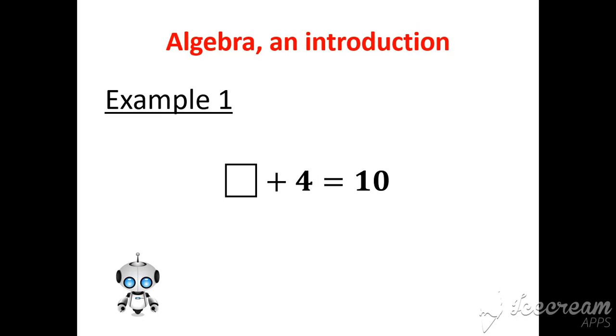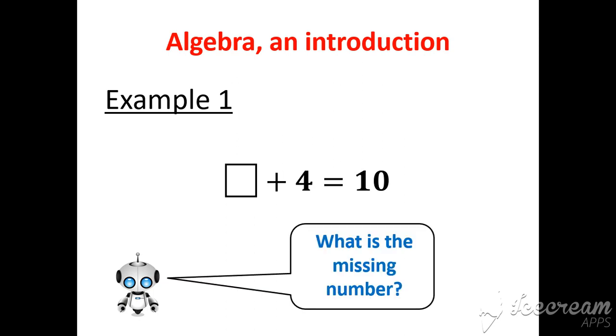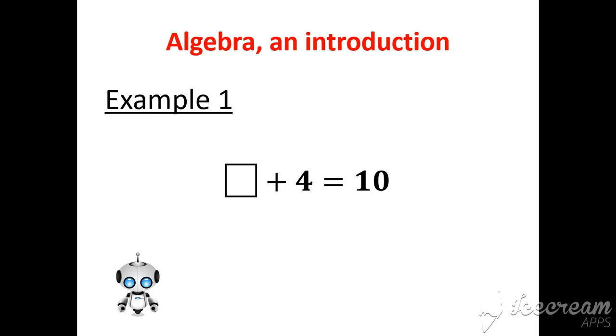Here's example 1. We're going to use a box to represent a number, and a number plus 4 more is equal to 10. So what's the missing number? Well, I know you've figured out by now it should be 6, because 6 plus 4 is 10. But we don't use a box in algebra. We use a letter or a symbol to represent that number. We could use x plus 4 is equal to 10. We could use n for number, n plus 4 is equal to 10. G plus 4 is equal to 10.